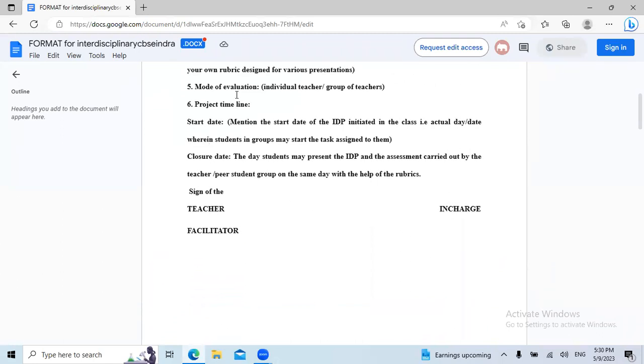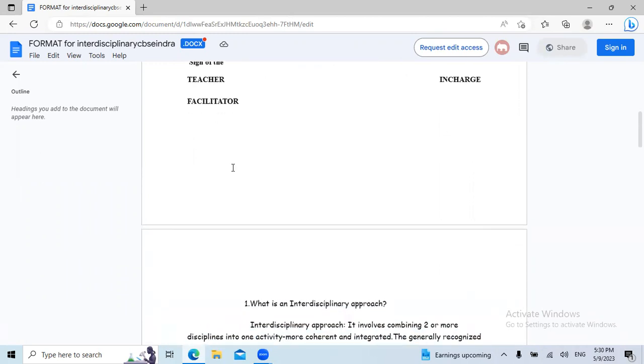Project time, start date: mention the start date of the IDP initiated in the class. That is the actual date wherein students in groups may start the task assigned to them. Then you are going to mention the closure date also, the date students may present the IDP, and the assessment is carried out by the teacher, peer, student on the same day with the help of the rubrics.